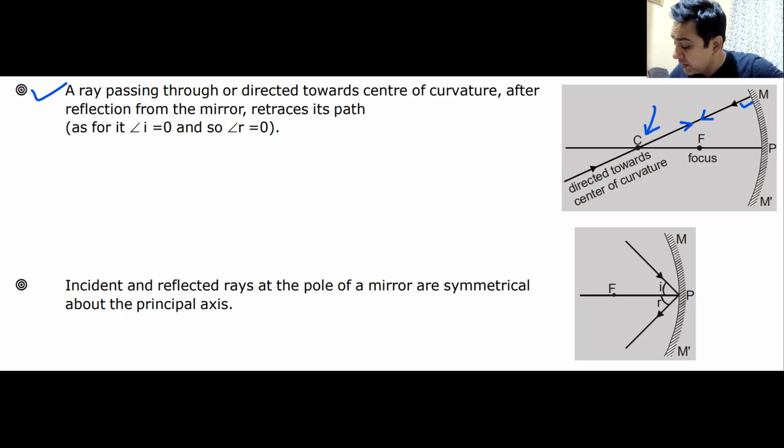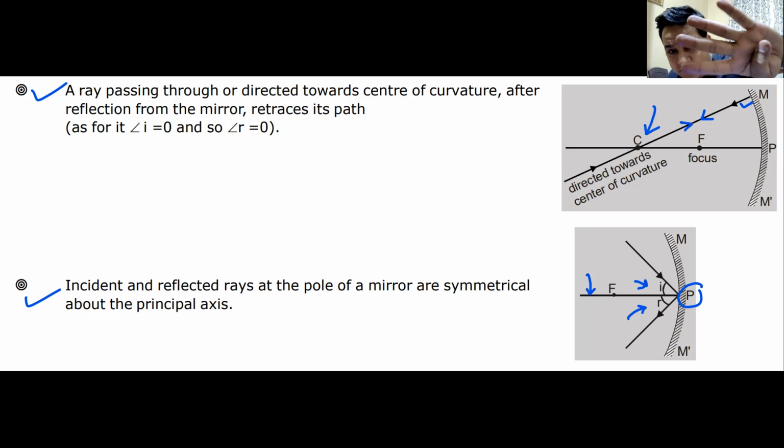Ray number 4, remember, angle of incidence is always equal to angle of reflection. This is the law of reflection. If a ray falls on the pole P, here the normal is the principal axis, so whatever angle it falls, the same angle it would be reflected back. Do we understand this? Yes, sir. We'll note down these two rays as well.